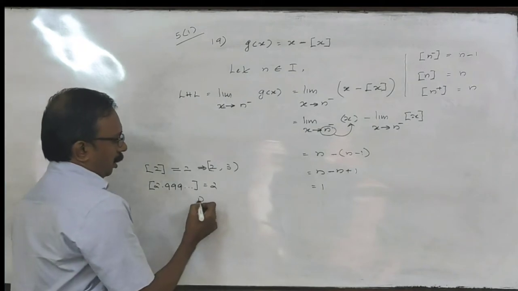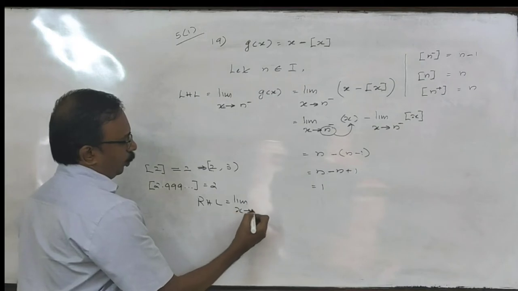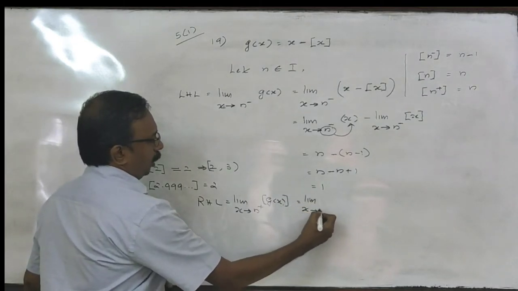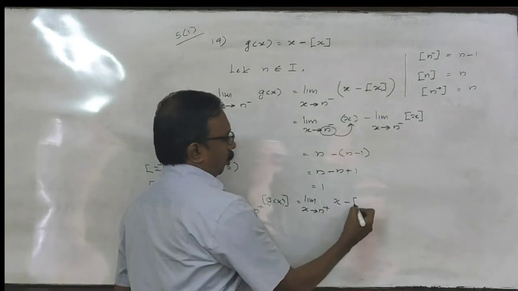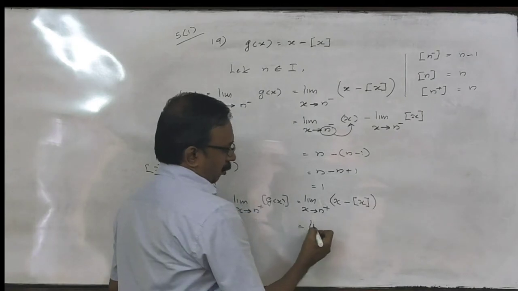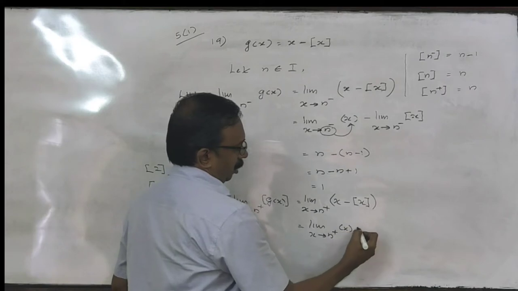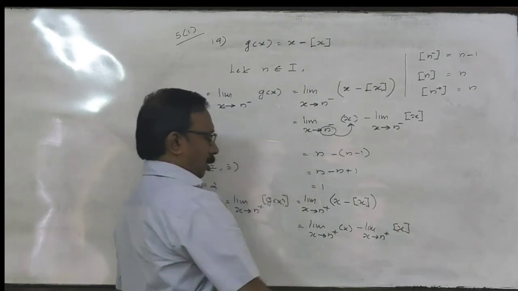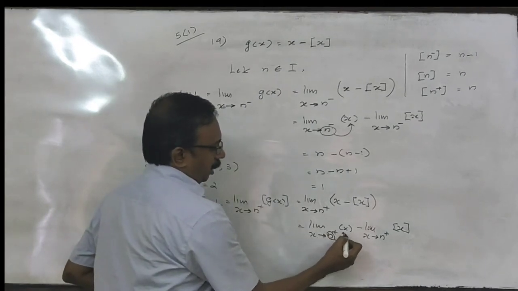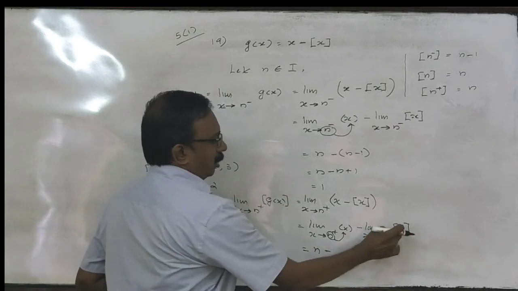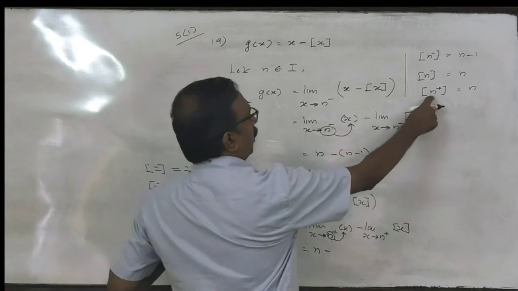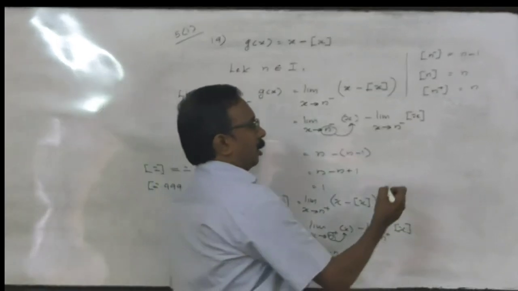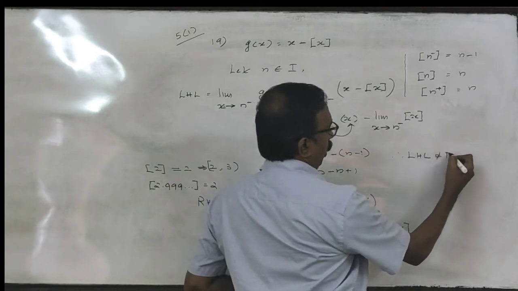Now we are going to find RHL, which is the limit of x tends to n plus of g of x. Here, limit of x tends to n plus of g of x is x minus greatest integer x. Now, limit of x tends to n plus of x, minus limit of x tends to n plus of greatest integer x, isn't it? Here we put x equal to n. What about n plus? The greatest integer of n plus is n. That is also n. So it becomes 0. Here LHL is not equal to RHL.